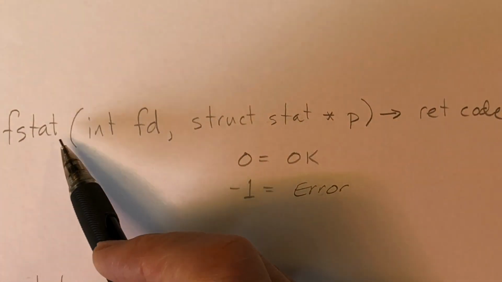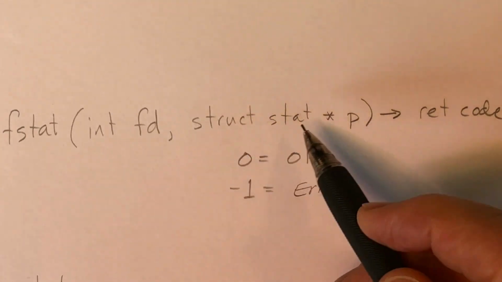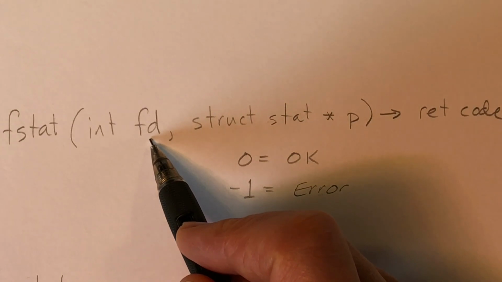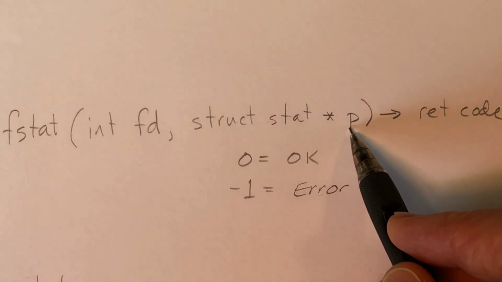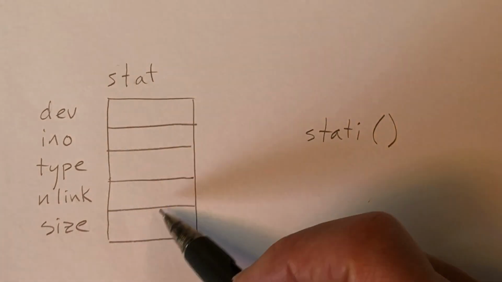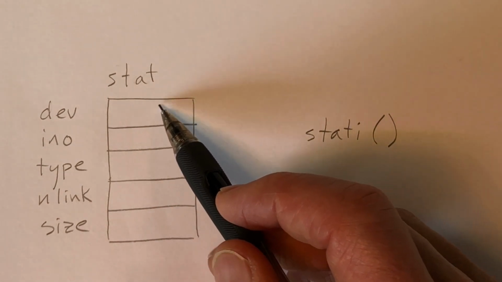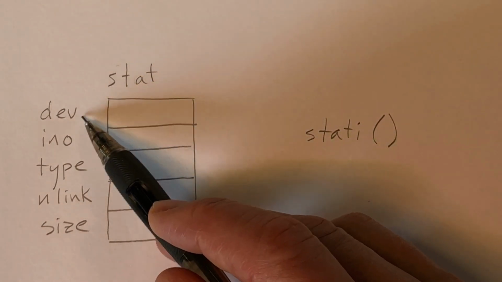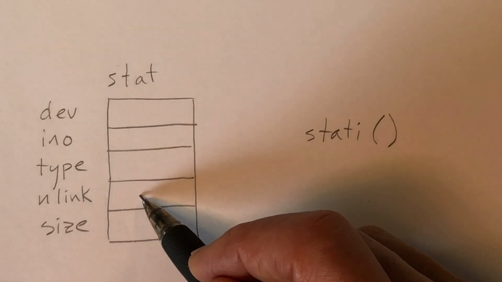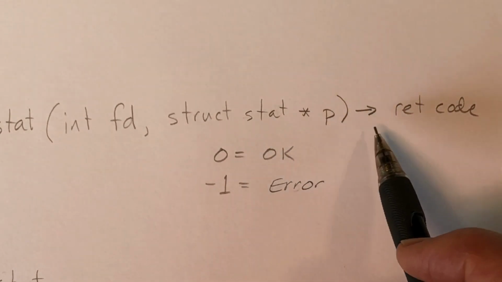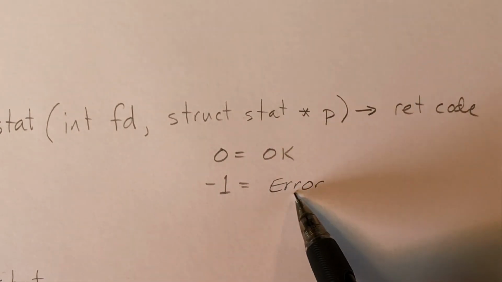This system call is available in both Unix and xv6 and has more or less the same definition. It's passed a small integer, which indicates which file we're interested in, and a pointer to someplace in the user's virtual address space. And what it will do is it will move into the user's virtual address space some information about this file. The memory area is laid out according to this stat structure and contains the device number, the inode number, the type of the file, the number of hard links, and the size of the file. And then it will return 0 if everything was okay, or -1 if there was an error.